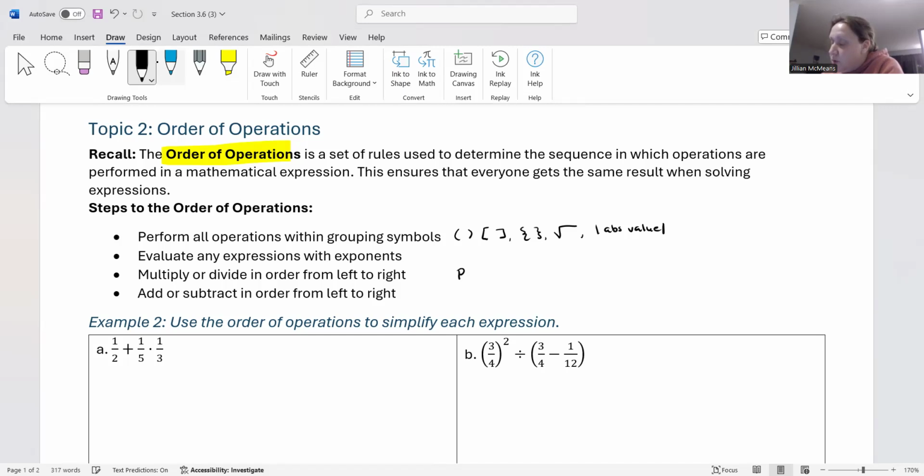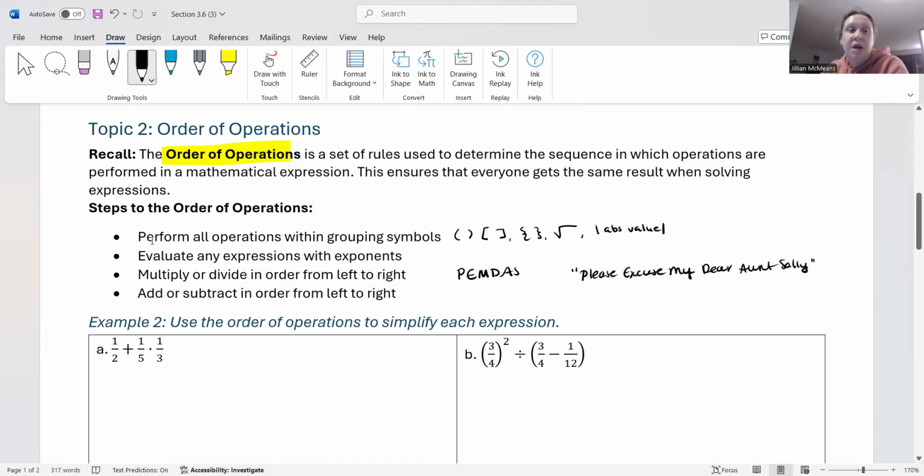So a lot of students will use PEMDAS, which is very similar to please excuse my dear Aunt Sally. Okay, that just helps you remember the order. Just remember multiplication and division happen at the same time from left to right. Addition and subtraction happen at the same time from left to right.